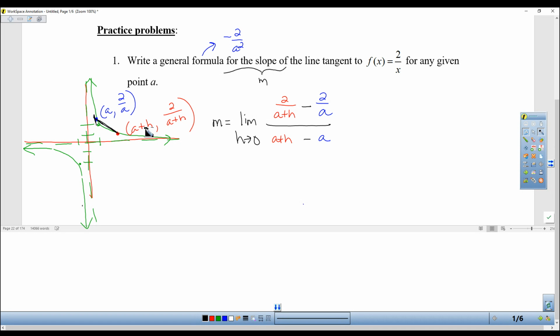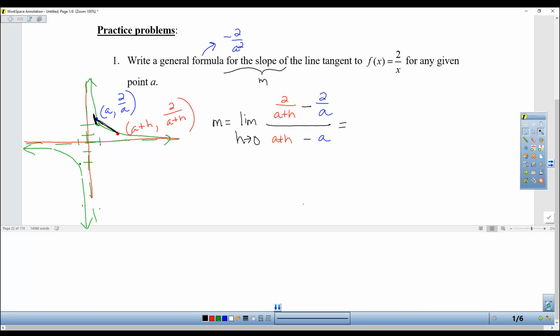But if h were 0, then the 2 points would literally be the same 2 points. If h was 0, the 2 points would be a, comma, 2 over a, and a, comma, 2 over a. So I'm going to use the slope formula, and I can't actually let h be 0, but I can take the limit as h approaches 0. So I'm really hopeful that that's making some sense.